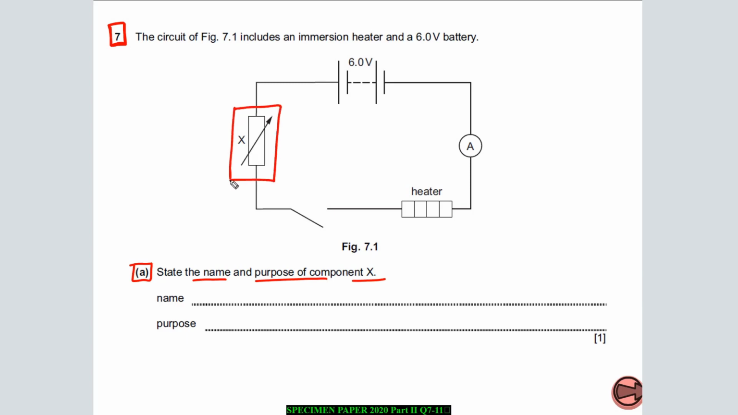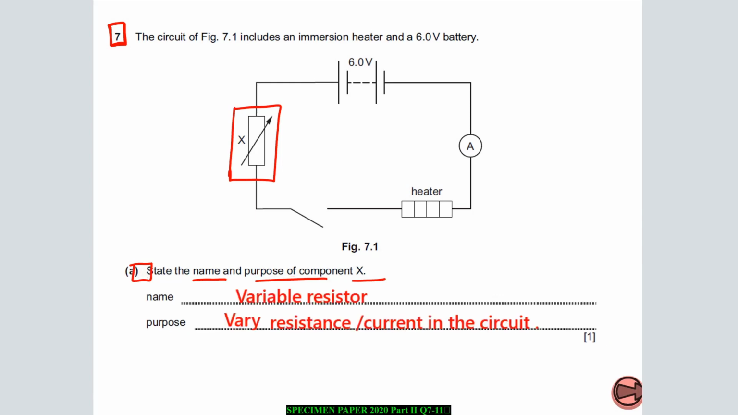Component X is here. Simply, this is a very common type of resistor. This is called a variable resistor, and its purpose is to change the resistance. It means we can change the resistance of this resistor. That's all we need to understand, and here is how we can write our answer: variable resistor, it can vary or change resistance. When we change the resistance of the circuit, it means the current in the circuit also changes.